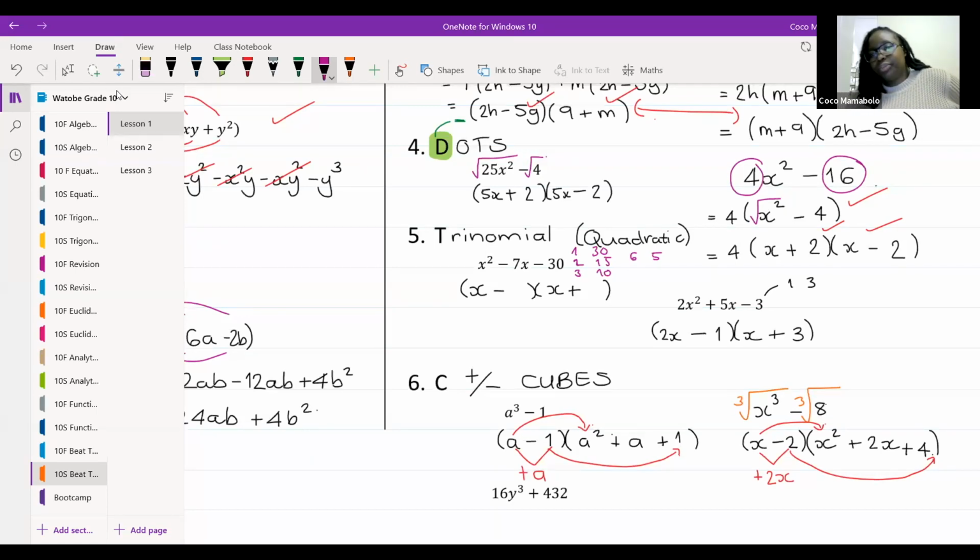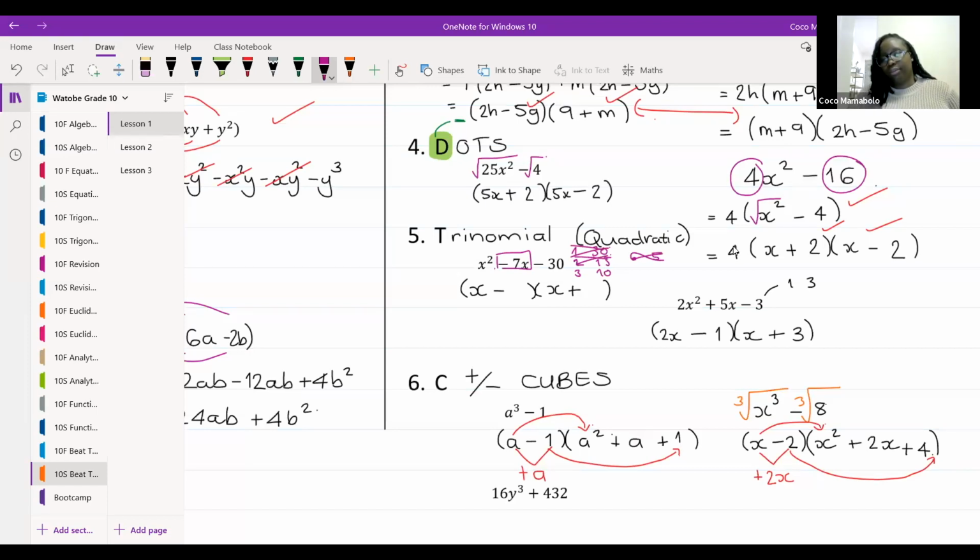Now, I need two pairs of these numbers to subtract to give me negative 7. I already know that 1 and 30 is not going to work. That's going to give us negative 29 or 29. What about 2 and 15? Is that going to give us negative 7? No. What about 6 and 5? No. We know 2 and 15, 6 and 5 won't work. What about 10 and 3? Good. I need negative 7.